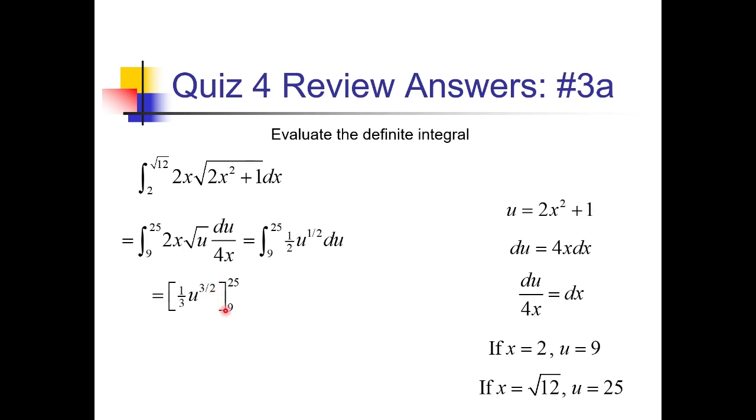So when I rewrite this, I'm going to use radical form. This is really the square root of u to the 3rd power. So I have 1/3 times the square root of 25 cubed minus the square root of 9 cubed. So that's 1/3 times, well, let's see here, square root of 25 is 5, cube that we have 125, and square root of 9 is 3, cube that we have 27, so minus 27.